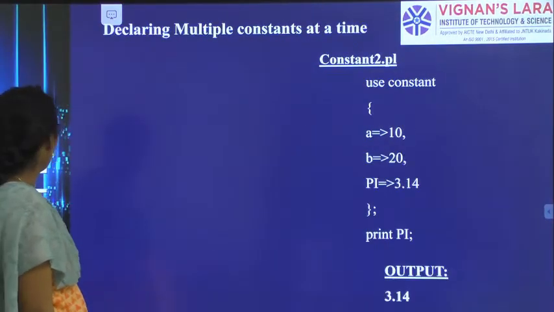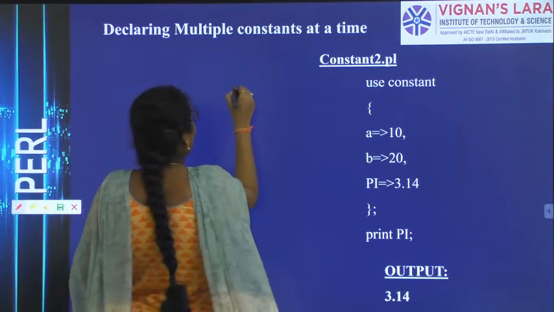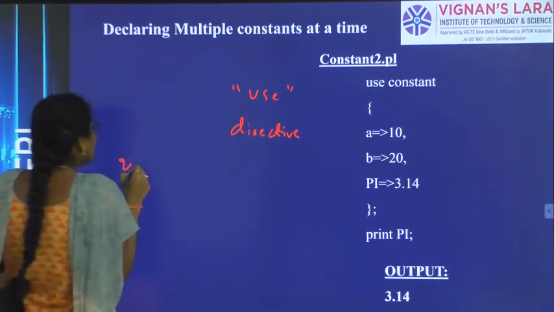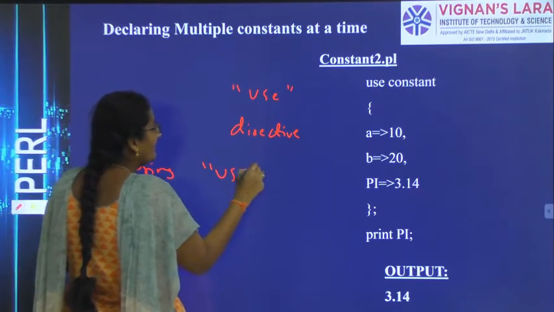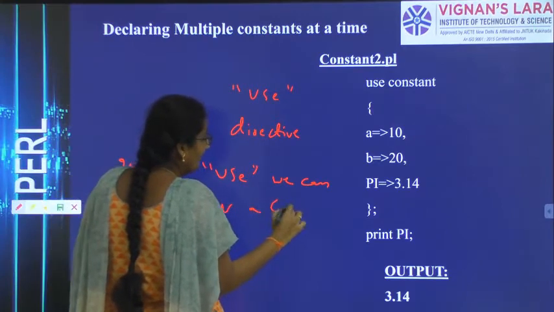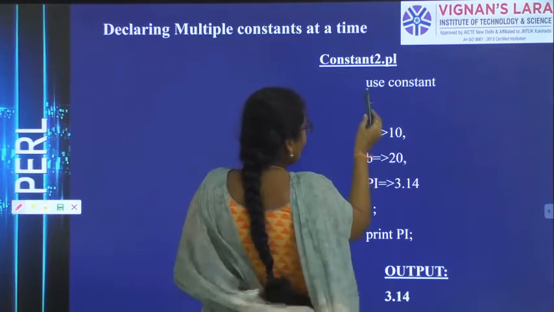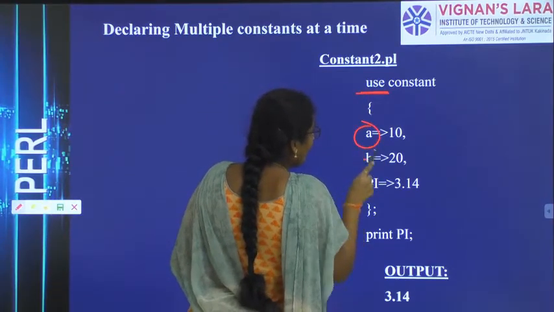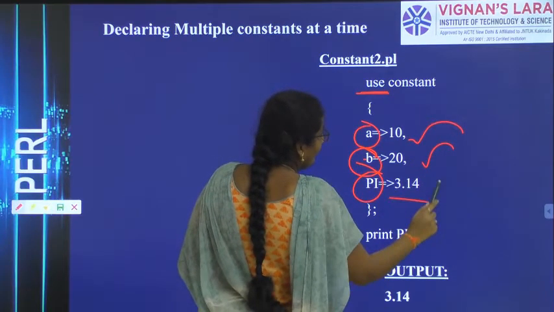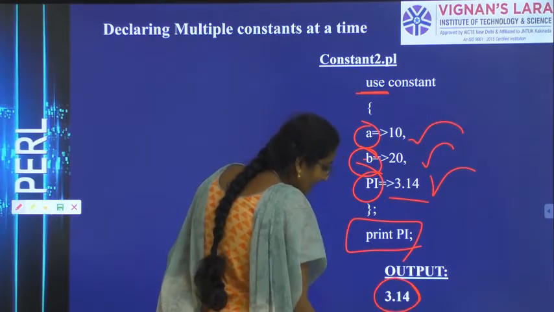So let us see here. We are declaring multiple constants at a time. Use is a directive. Using the use directive, we can declare constants, and we can declare multiple constants at a time. See here, I used the directive use. A is a constant, B is a constant, Pi is a constant. A value is 10, B value is 20, pi value is 3.14. I want to print this pi value, and the output I will get is the value of pi.